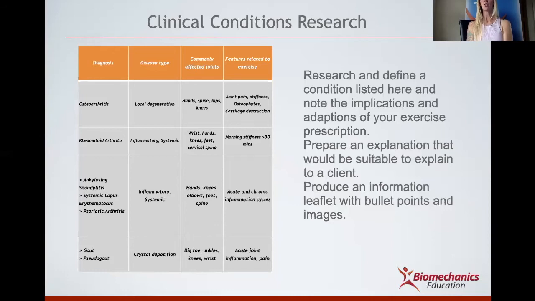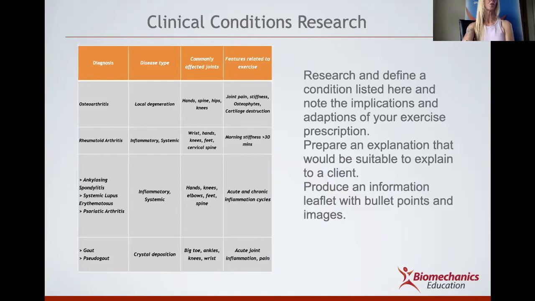So this is another task for you. I've got a couple of slides, and I'm going to get you to pause the video again in a moment. We're going to be looking at clinical conditions. The idea is to research and define one to all of these conditions listed here, and note the implications and adaptations that you might make in terms of the exercise prescription for a client. The idea is for us to be able to explain it by preparing a suitable way of describing what's going on for them, maybe in a leaflet, bullet points, images or drawings, so they don't feel too much fear about movement. Quite a few of these, as you'll probably find out when you do your research, can actually benefit from movement. The body is designed to move. We just need to help them move it in a way that they feel comfortable, safe, and aren't too much in pain for it.